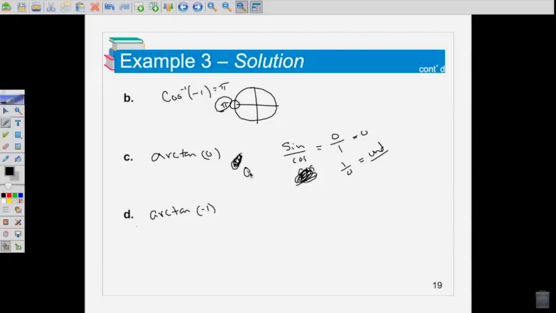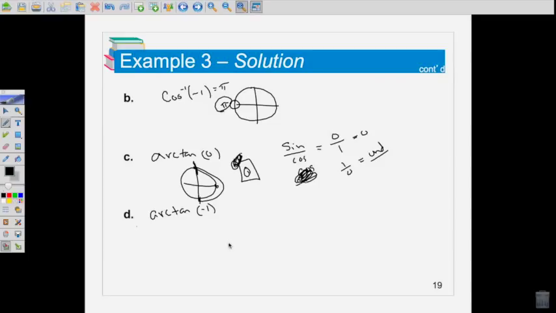Now I need to think about, is 0 within the restriction of the arctangent function? I look at a unit circle, boom, boom. The tangent function is restricted from here to here, right? Just like the sine function is, from negative pi over 2 up to pi over 2. And 0 happens to be right dab in the middle of that. So my solution is 0.